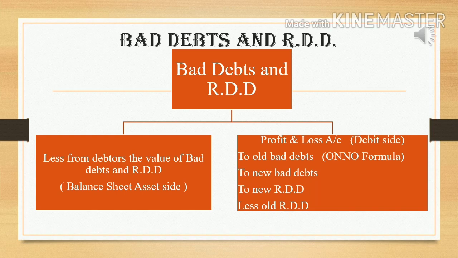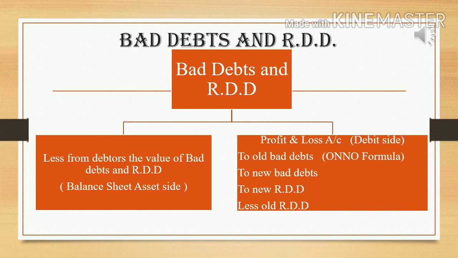What are the adjustments for bad debts and RDD? As I told you, whether it is a bad debt or an RDD, the amounts need to be deducted from sundry debtors. Correct. So the very first effect is this: less from debtors the value of bad debts and RDD, and you will get the sundry debtors, which you will show in the balance sheet, asset side. This is the very first and simple effect. Now the second is also very easy.